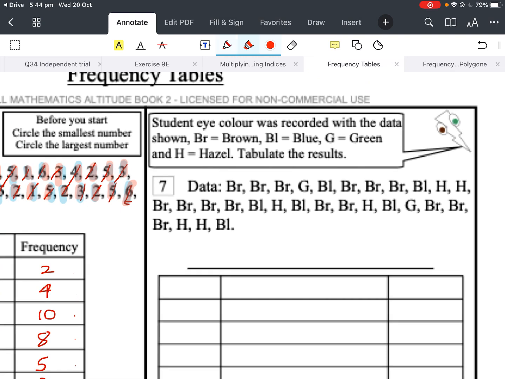Student eye colour was recorded. BR stands for brown, BL stands for blue, G stands for green, H stands for hazel.